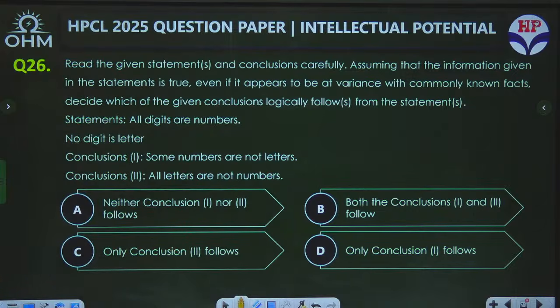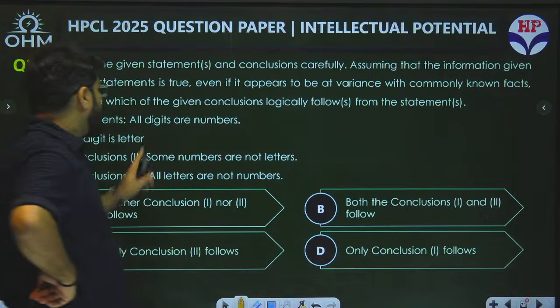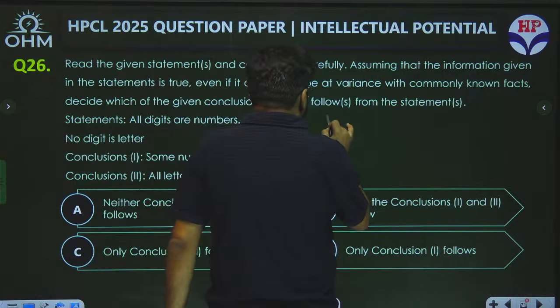Read the given statements. Now, syllogism based question. Read the statements and conclusions carefully. Assuming that the information given in the statement is true, even if it appears to be at variance from commonly known facts, decide which of the given conclusions logically follows from the statement. Now, what is the statement? All digits are numbers.